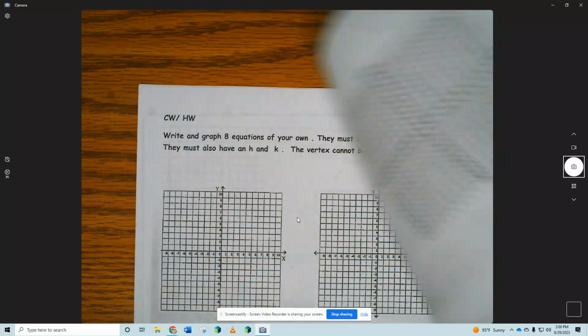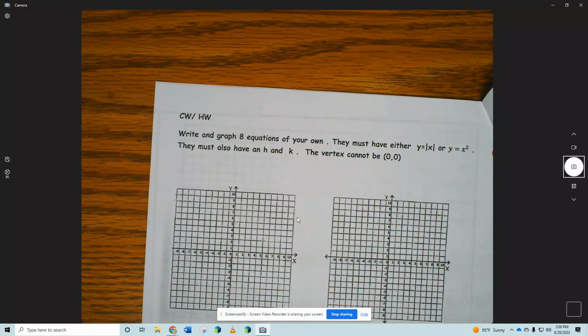And then on these, they're blank graphs. Write and graph 8 equations of your own. They must have either absolute value or quadratic. They must also have an h and a k. The vertex cannot be at 0, 0. So you have to make up an equation with any numbers you want. X minus 2 plus 4. I don't know. Anything you want.